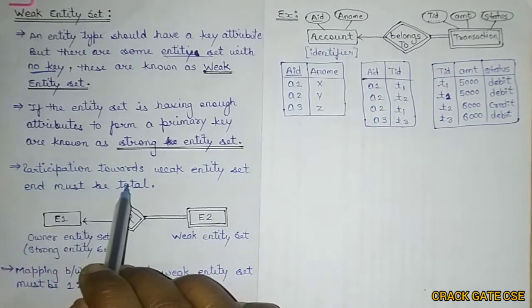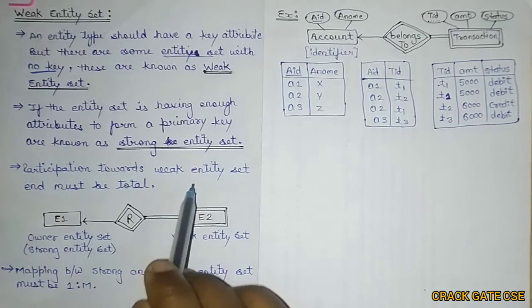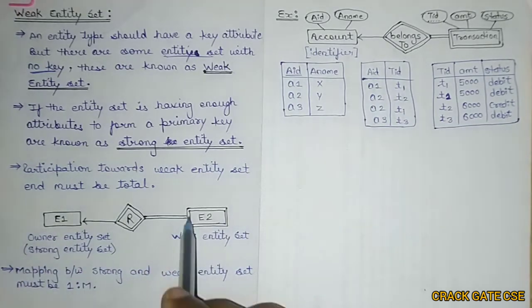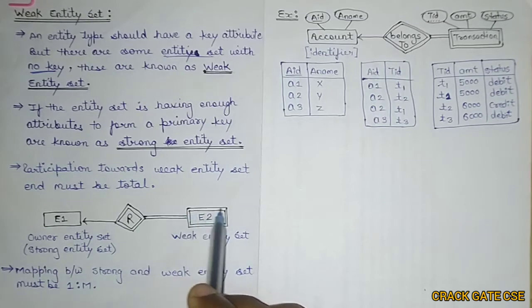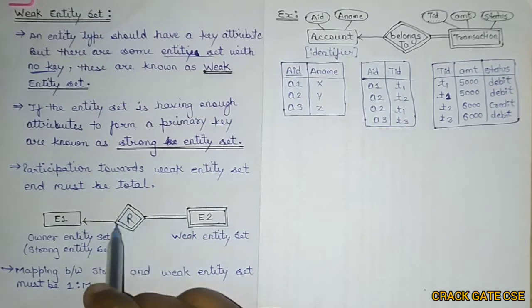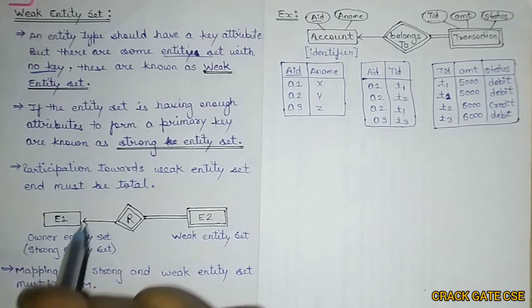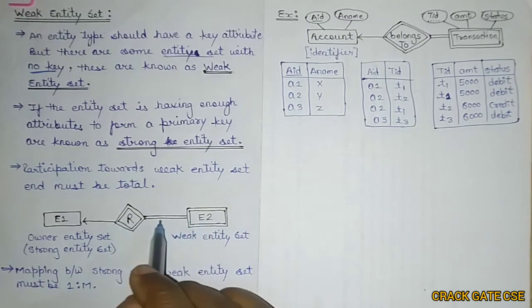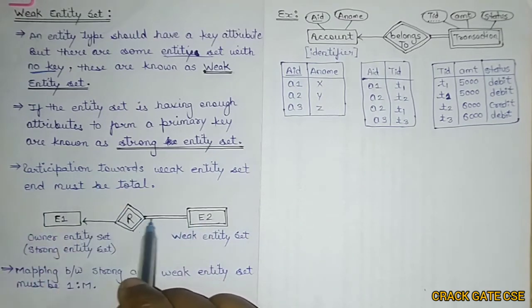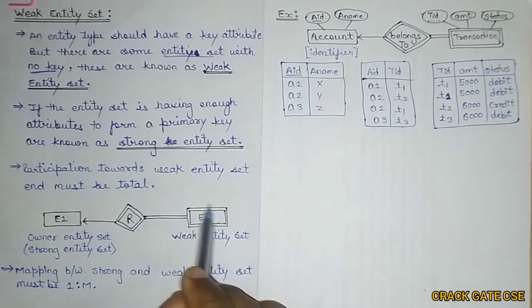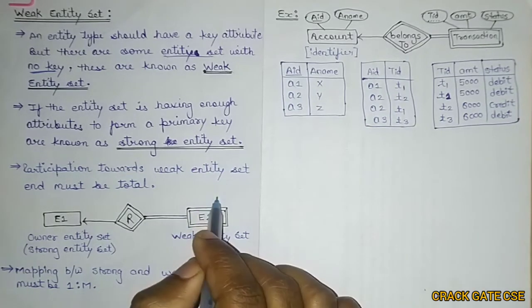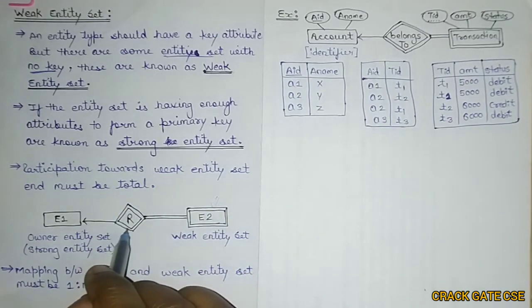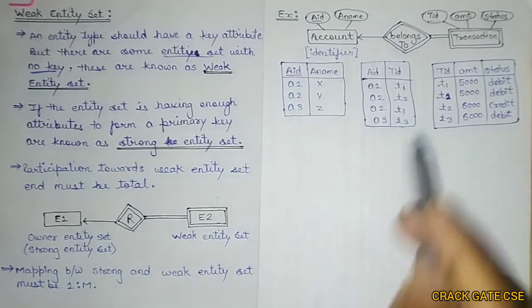Now, participation toward the weak entity set must be total. So here you can see that this is a weak entity set and it is represented by the bordered rectangle, and the relationship with that particular entity is also represented by the bordered diamond shape. So this is the bordered rectangle, this is the bordered diamond shape. This point says that there has to be total participation towards the weak entity, because all of these attributes will take part in the relationship. We'll see how in this example.